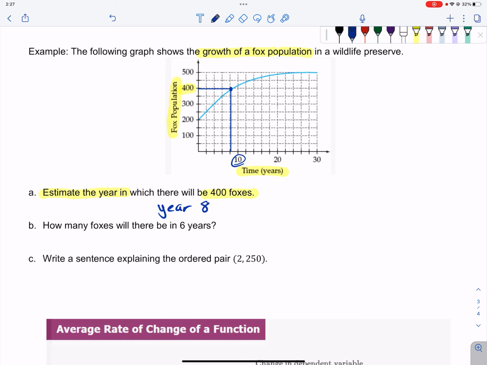Next, I want to know how many foxes there will be in 6 years. If we do a little labeling on the x-axis, we can see where 6 is at. Now I want to take that and go up to my curve and see where that is approximately crossing. We can see that's halfway between 300 and 400. So we could say there would be around 350 foxes.